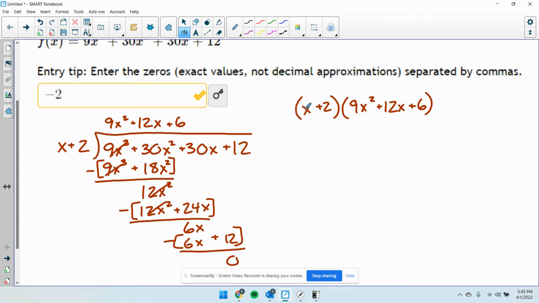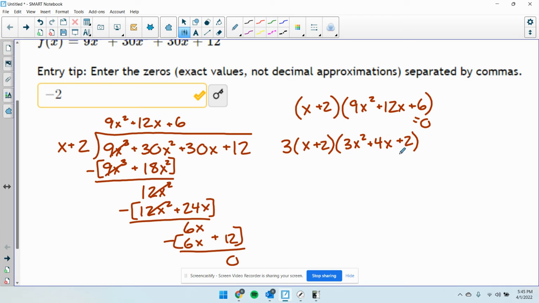So I'm going to ignore this for right now, and I'm just going to figure out when this thing equals 0. So I can pull a 3 out. They're all divisible by 3, every term here. So I'll put the 3 in front of everything. So I'll leave that x plus 2 there. And then I'm left with 3x squared plus 4x plus 2.